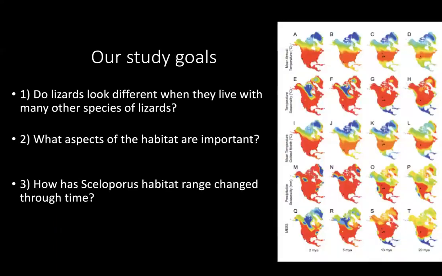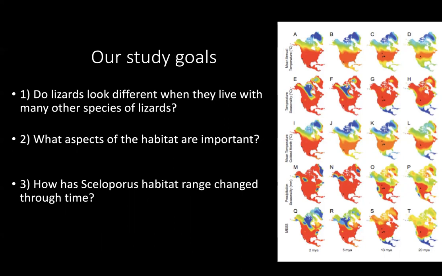The first question we will study is whether species that live together with other species have different appearances, also called morphology, or whether there is no pattern between morphology and how many species live together. We will go more in depth on this question soon.